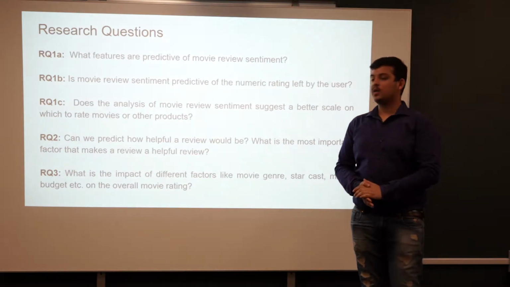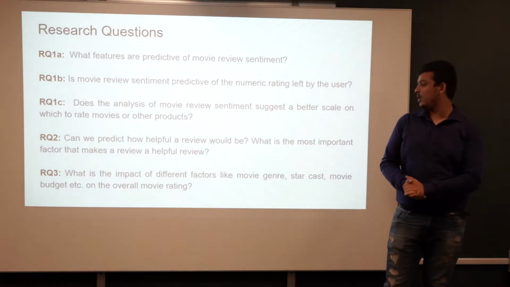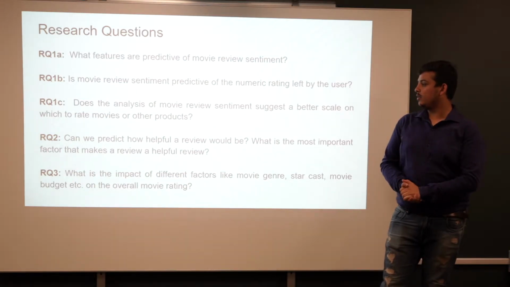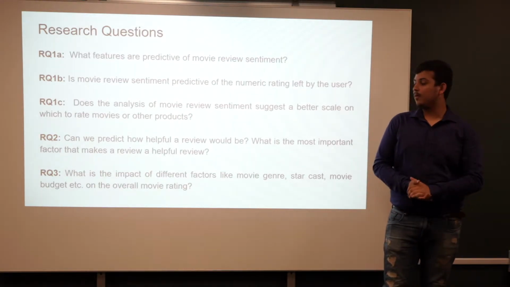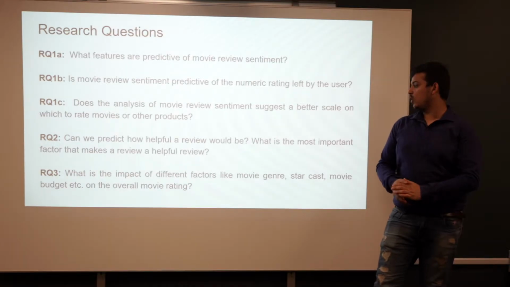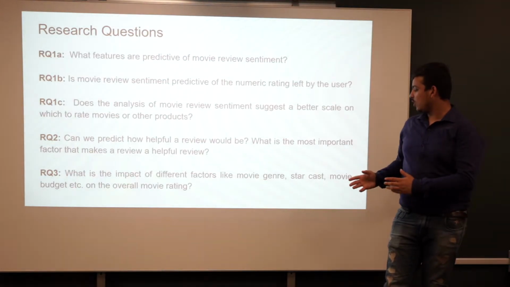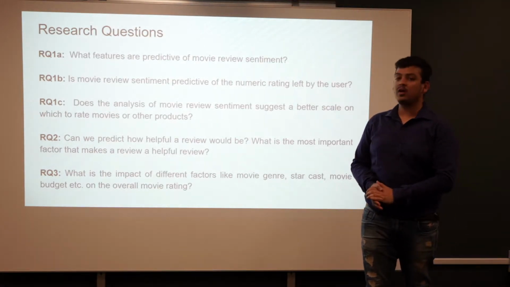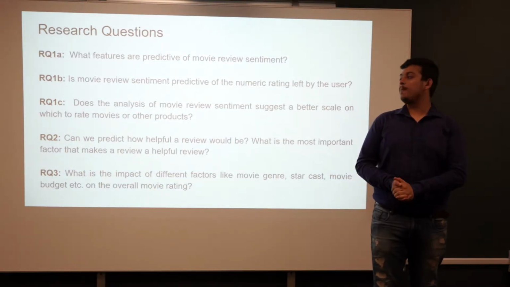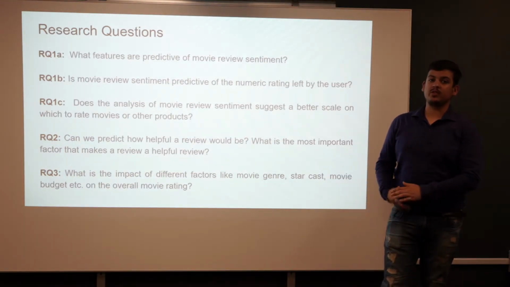Research question 2 is how helpful a review comment could be. What is the most important factor that makes a review helpful? And the last research question is what is the impact of factors like movie genre, star cast, movie budget, etc. on the overall movie rating. So these are the brief about the research questions.